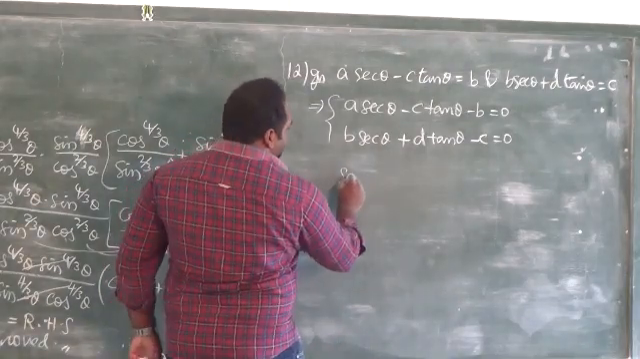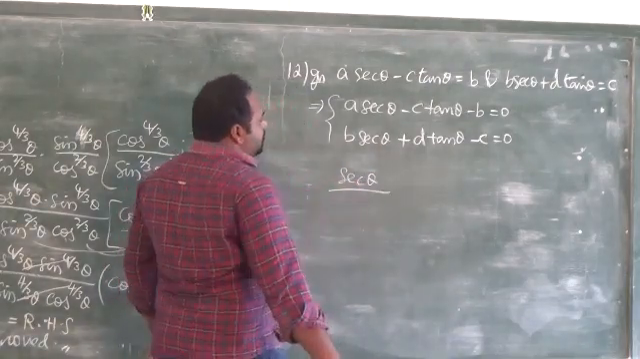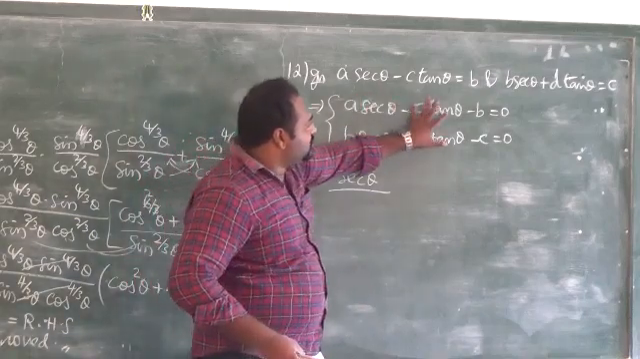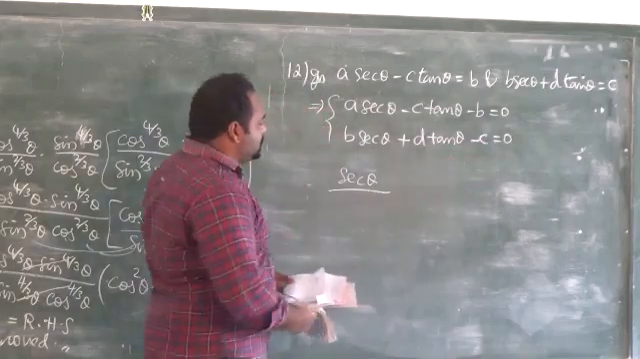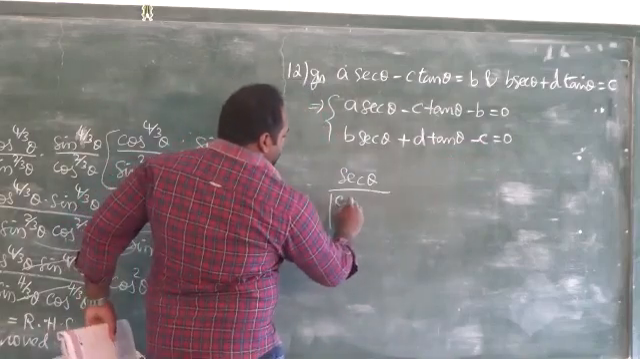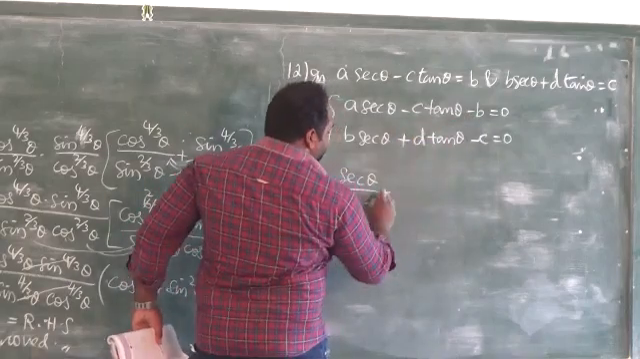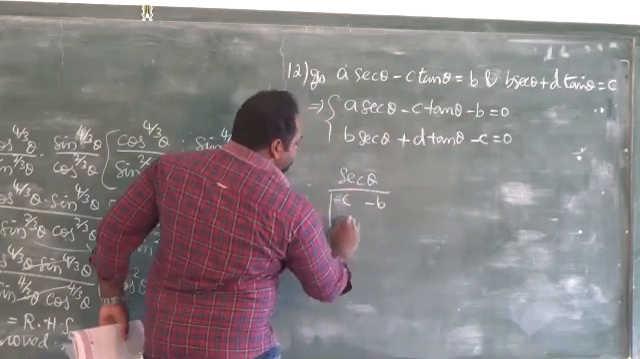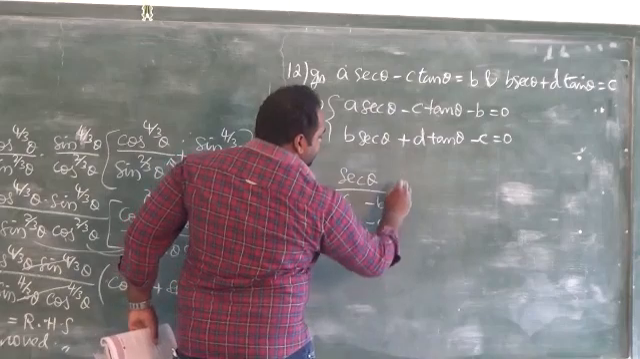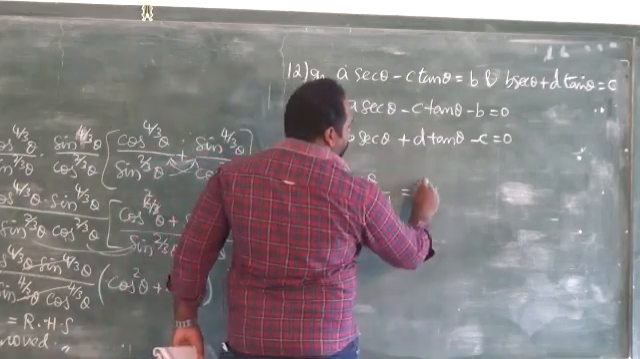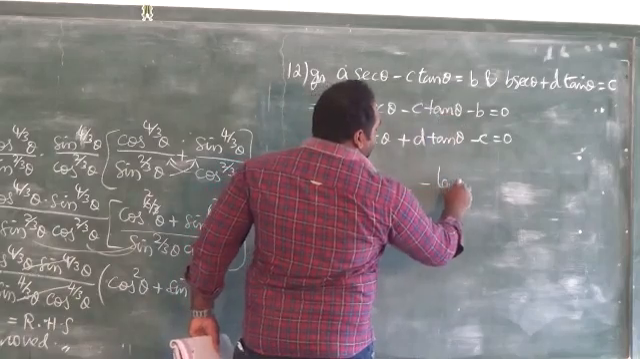First comparing secant theta. When you compare secant theta, we have to hide it and take these four values. Modulus of minus c, minus b, plus d, minus c modulus. So next, equal to minus, I am going to compare tan theta.